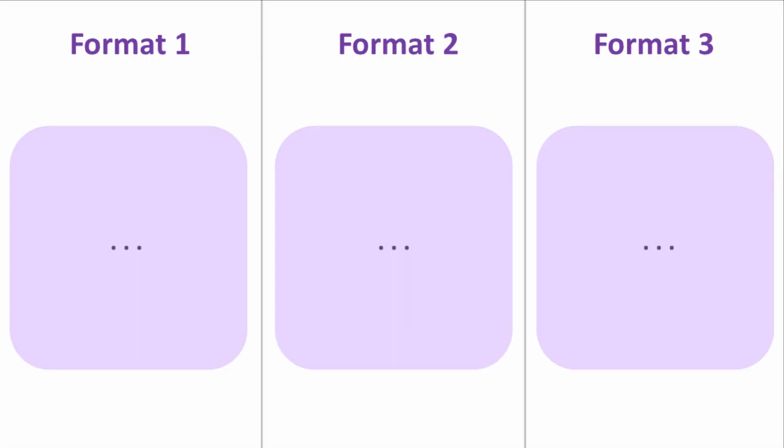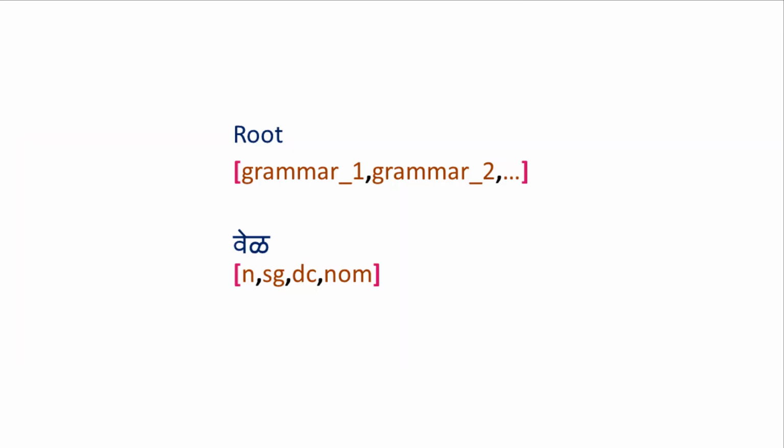For generating entries, users can refer to three different formats. The first is the default format of our application. Here, users need to first type the root word in a line, followed by the grammar types, separated by commas and enclosed in square brackets.